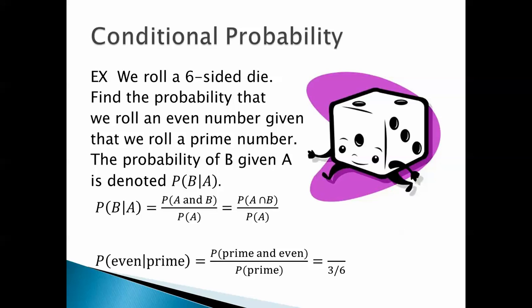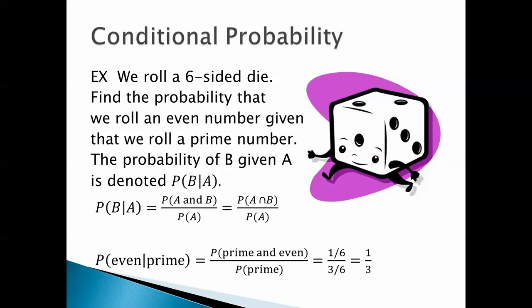probability of prime. Okay, the probability of rolling a prime is 3 out of 6 because 2 and 3 and 5 are all prime. The probability of rolling a number that's even and prime is 1 out of 6 because there's only one number that's both even and prime, and that's 2. So that's 1 out of 6 over 3 out of 6, which simplifies to 1/3.